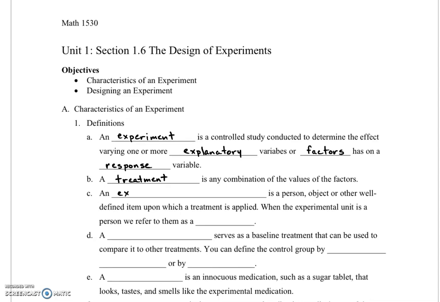An experimental unit is the person, object, or other well-defined item upon which we're applying a treatment. So, of course, when the experimental unit is a person, we refer to them as a subject.